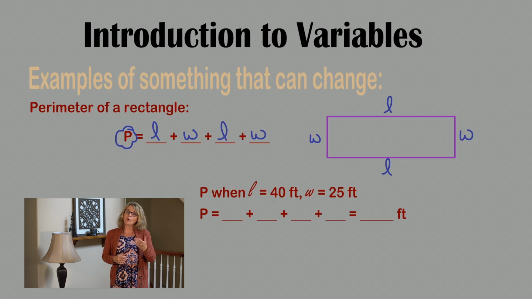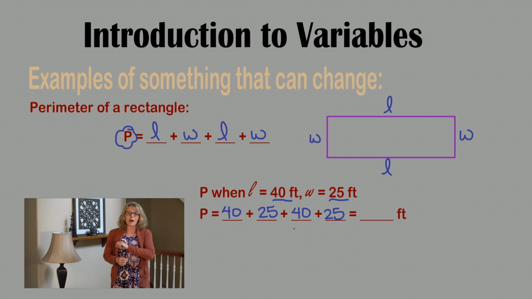If the length was 40 feet and the width was 25 feet, what would the perimeter be? We'll use our formula, and whenever we see an L, we'll put 40. And whenever we see a W, we'll put 25. 40 plus 25 plus 40 plus 25 equals P.